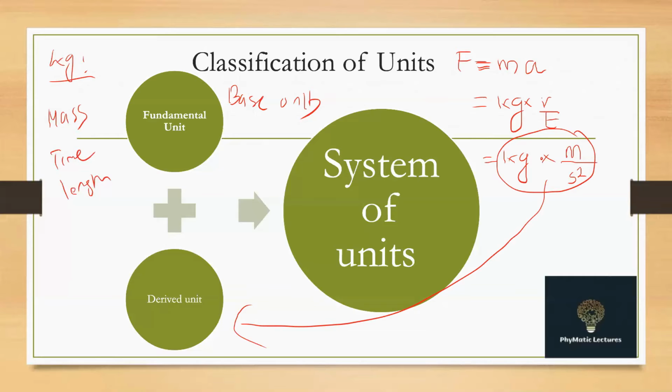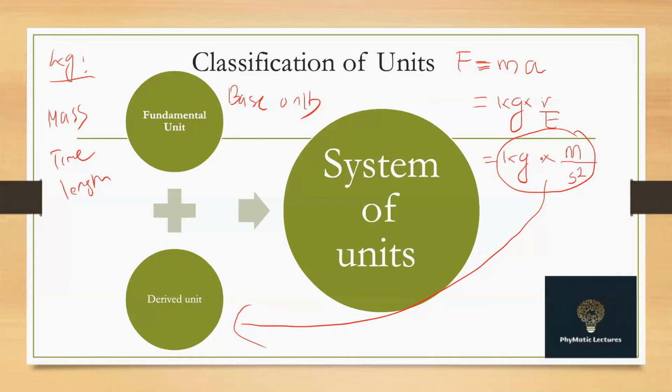So what we learned is the classification of units, right? Units are classified into two categories: one is fundamental unit and the next is derived unit. Together, fundamental units and derived units are called the system of units. Why is it called system of units? Because this pattern is followed in different ways in different countries.